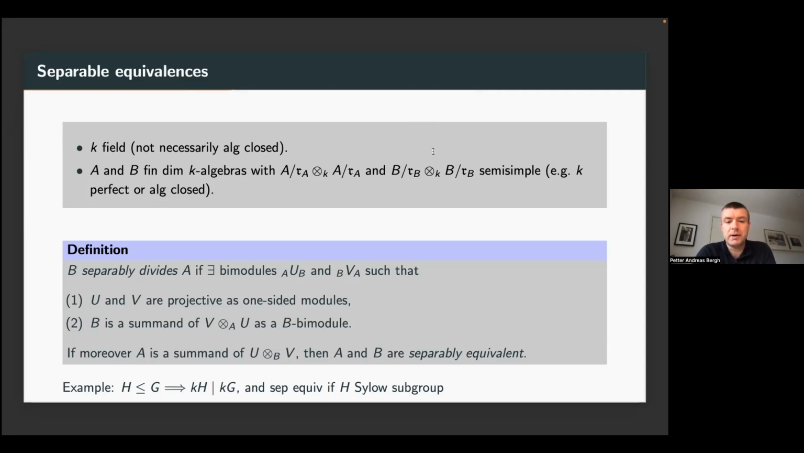Since V is a left module over B and U is a right module over B, this tensor product is a B bimodule. So that's B separably dividing A. And if the opposite also holds, so that A is a summand of U tensor V, then the algebras are separably equivalent. For example, if you take a finite group G and a subgroup H, then the group algebra of H separably divides the bigger one. And if H is a Sylow subgroup, then the two algebras are separably equivalent. Another, trivial, example is Morita equivalent algebras.